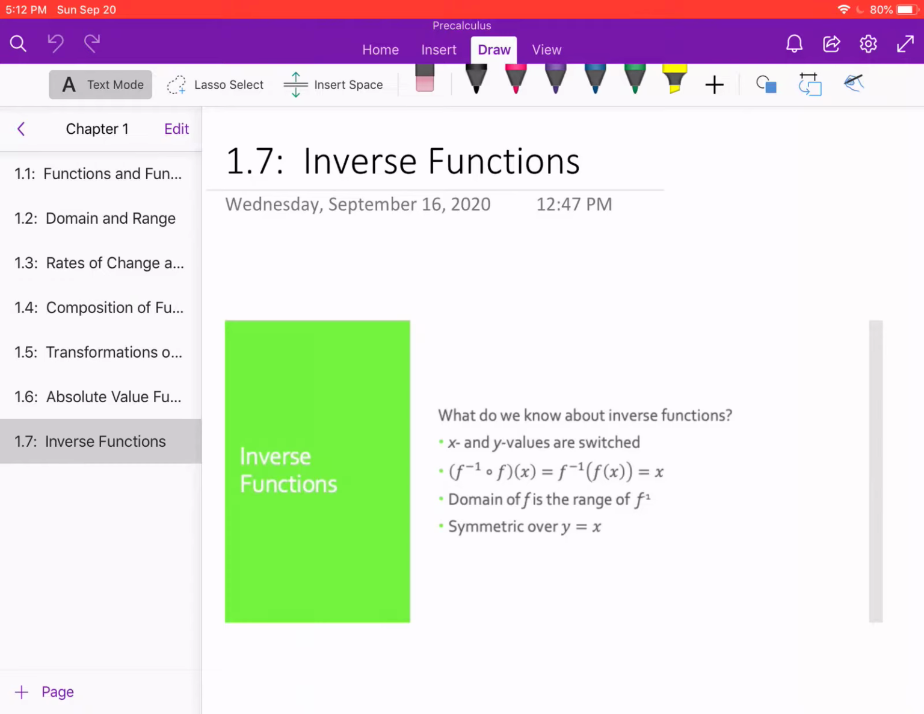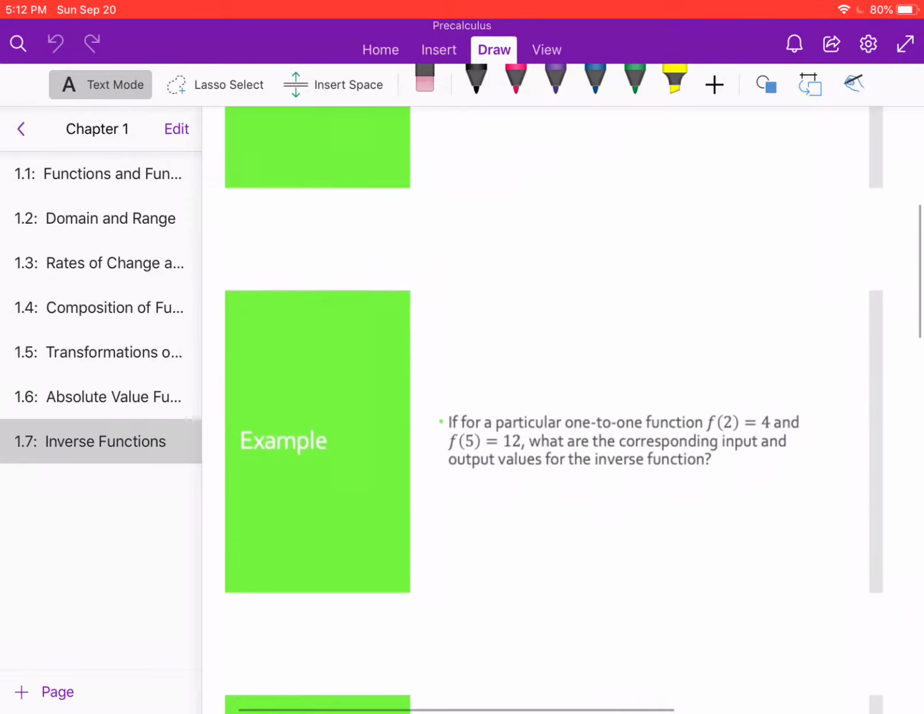And that the domain of f is the range of the inverse. And if you graph them, it's symmetric over the line y equals x. So if for a particular one-to-one function, f of 2 equals 4 and f of 5 equals 12, what are the corresponding input and output values for the inverse function?